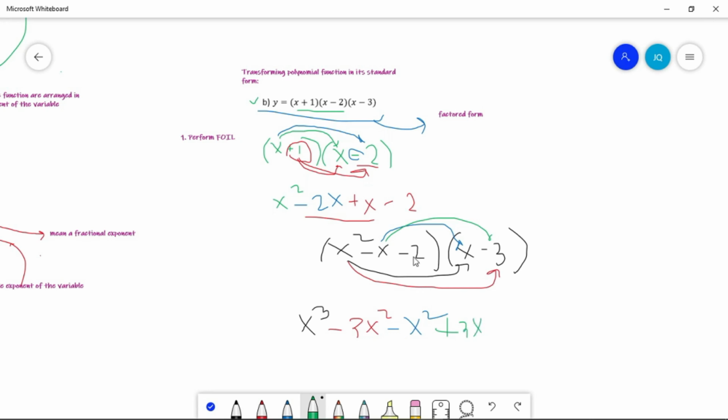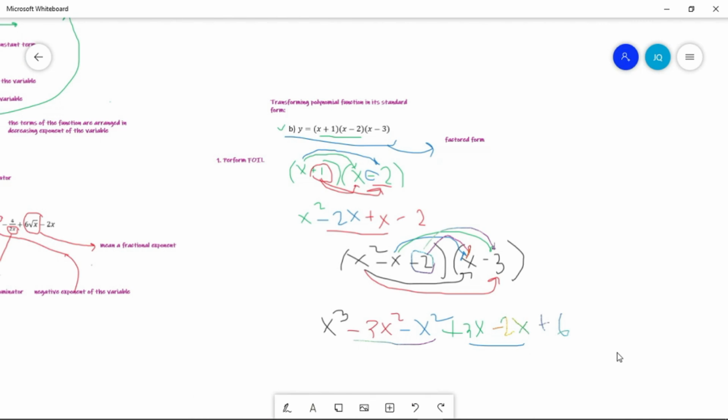And then the last one, that is negative 2. So negative 2 times x, so that is negative 2x, and negative 2 times 3, so that's negative 6. Then combine like terms. So we have here and also this one. Okay, so let's combine them.